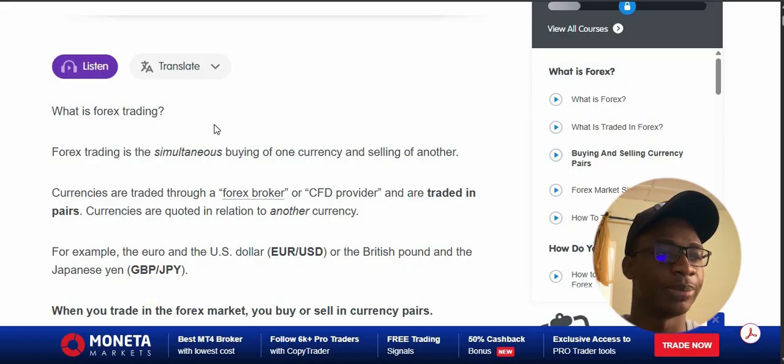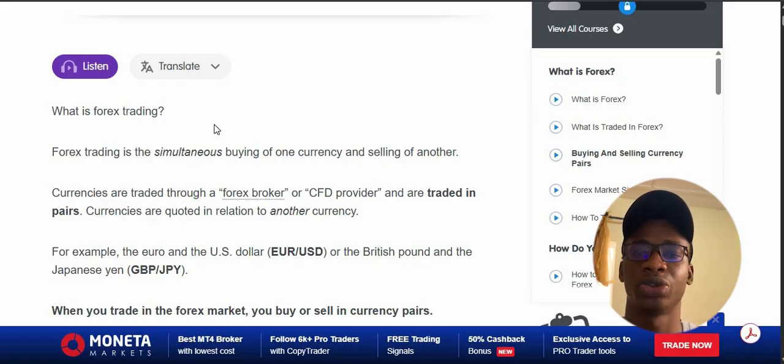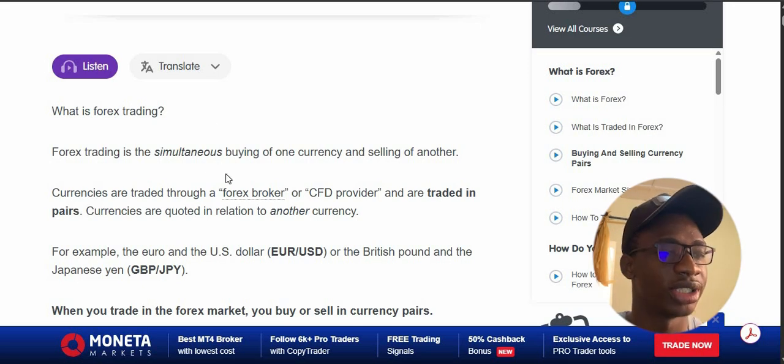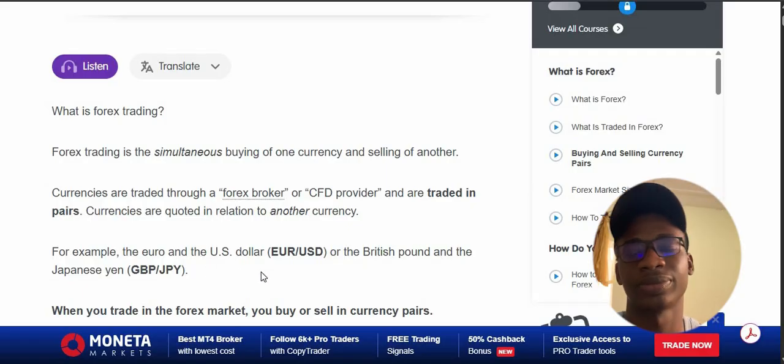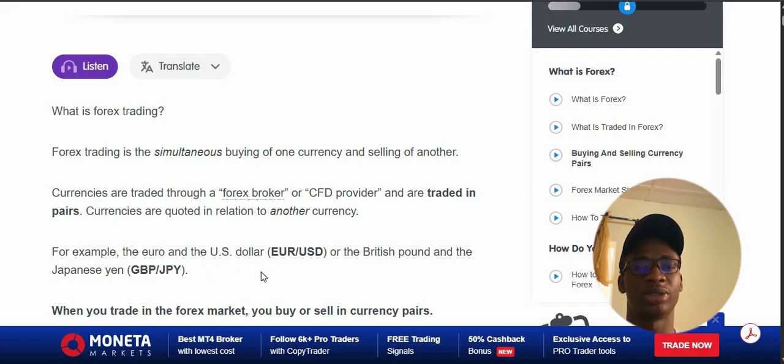The forex market is traded in pairs. So currencies are quoted in relation to another currency, for example, the euro and the US dollar. Now we are not going to be using the football club example anymore. Now we want to be dealing with what? Money, because forex is mostly based on money. So the short form for euro is EUR and the short form for US dollar is USD, right?